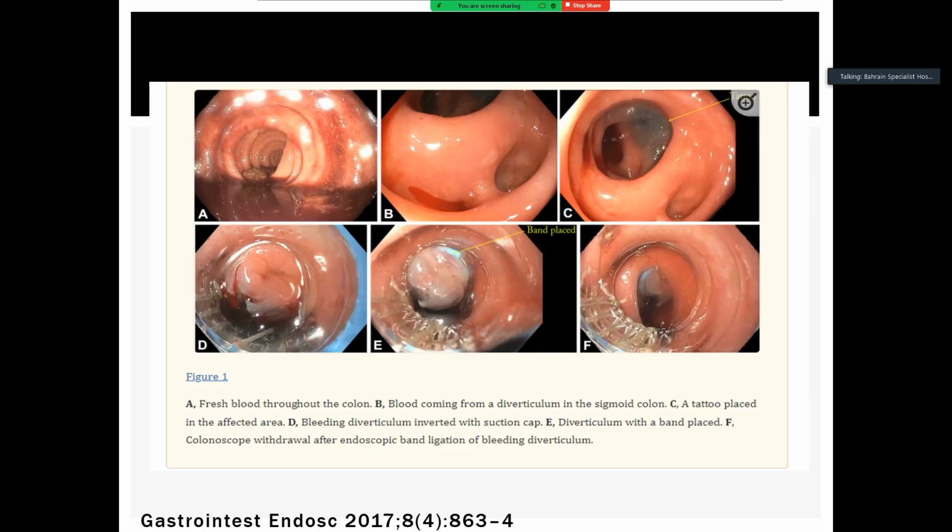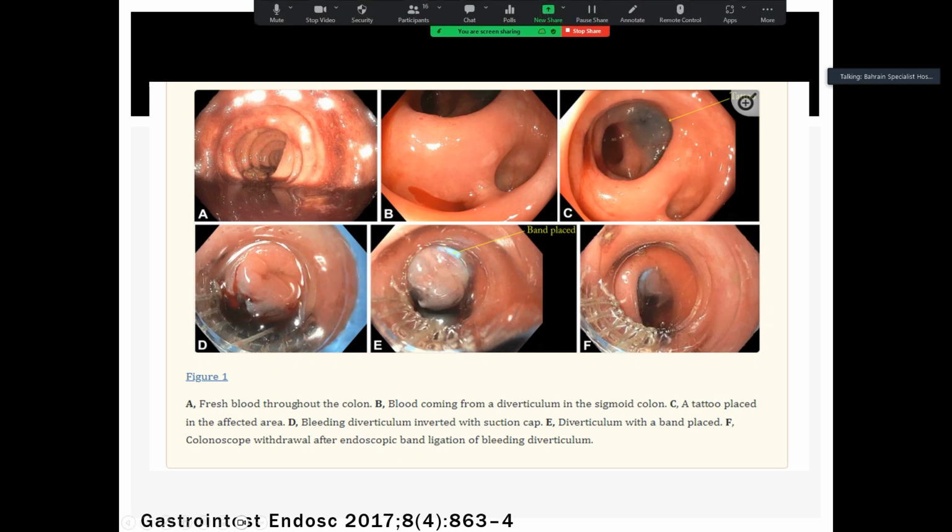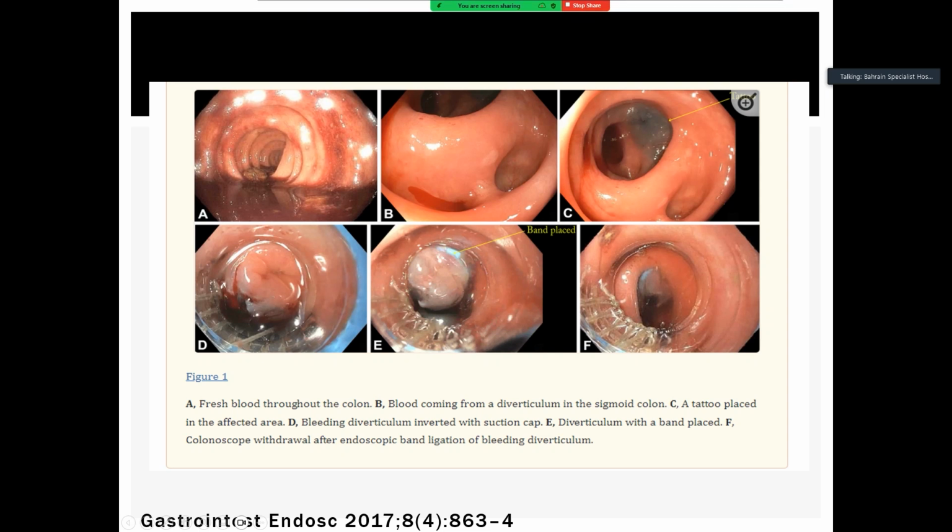The other method is band ligation. In this picture, you can see there is pooling of blood within the sigmoid colon. This is the diverticulum. They have tattooed the area with methylene blue. And this rim is the cap. They have suctioned the diverticulum inside and placed a band. The band slides over the cap and ligates it, and it becomes like a polyp. So the vessel is ligated and then it sheds off. This is also a management option for diverticular hemorrhage.